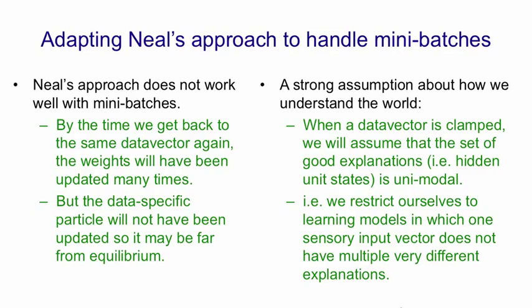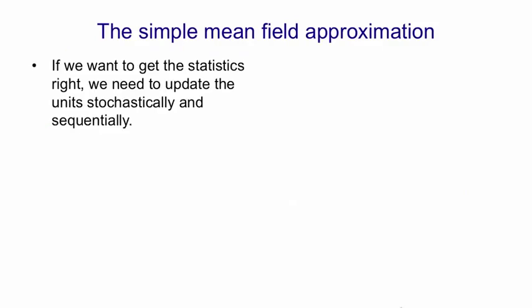Provided we're willing to make this assumption, we can use a very efficient method for approaching thermal equilibrium, or an approximation to thermal equilibrium, with the data. It's called a mean field approximation. So if we want to get the statistics right, we need to update the units stochastically and sequentially.